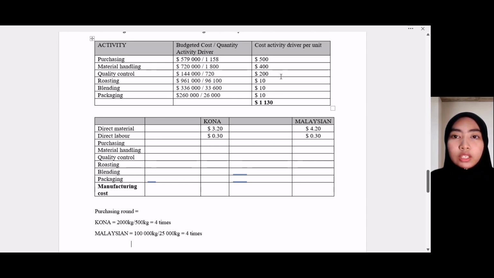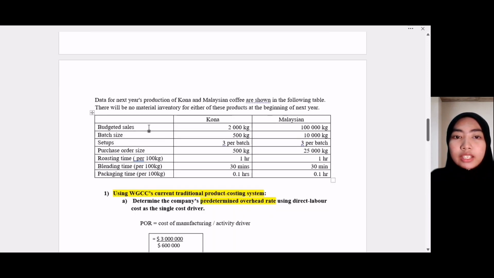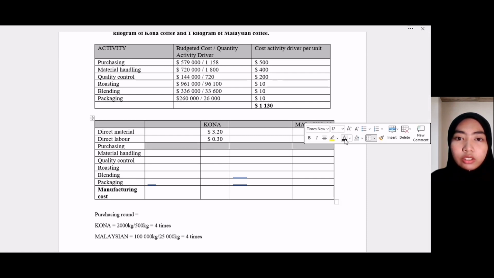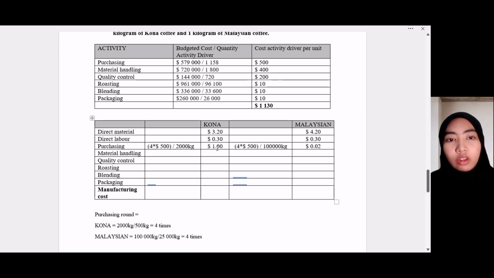Okay, when we know they purchase 4 times, we need to multiply by the cost of purchasing. So 4 times the $500. After we multiply, we need to divide it by the budgeted sales, because the question asks us to calculate for just 1 kilogram. So for Corners, we divide by 2,000 kilograms. For the Malaysian coffee, we divide by 100,000 kilograms. And this is the calculation and the cost. Okay, we get $1 cost of purchasing for Corners coffee and 2 cents for purchasing Malaysian coffee.